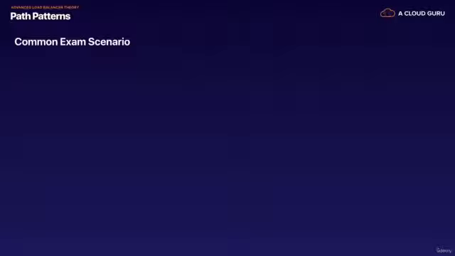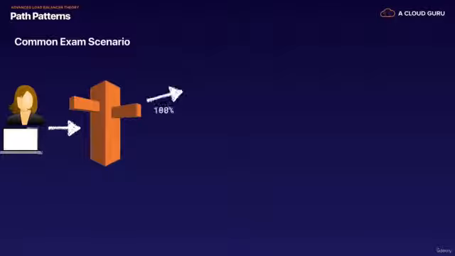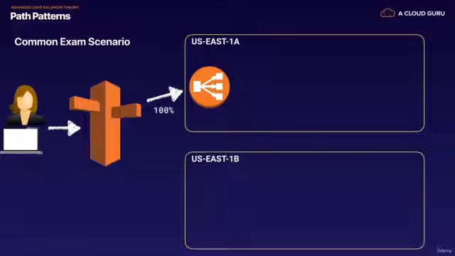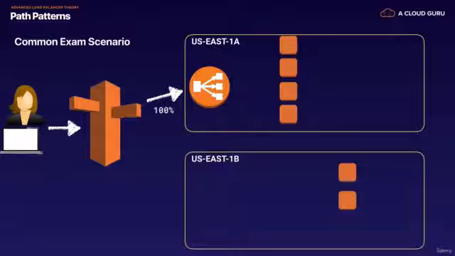So again, let's have a look at a common exam scenario. We've got our user sending traffic to Route 53. 100% of this traffic is being sent to a load balancer in US East 1A, and this would be an application load balancer because it's reading the URL path, and essentially it's sending its traffic over to two different availability zones. So let's say in US East 1A, we've just got all the traffic that goes to www.myurl.com, but what you want to do is configure it so that traffic going to myurl.com/images goes over to your media EC2 instances, which is in a separate availability zone.